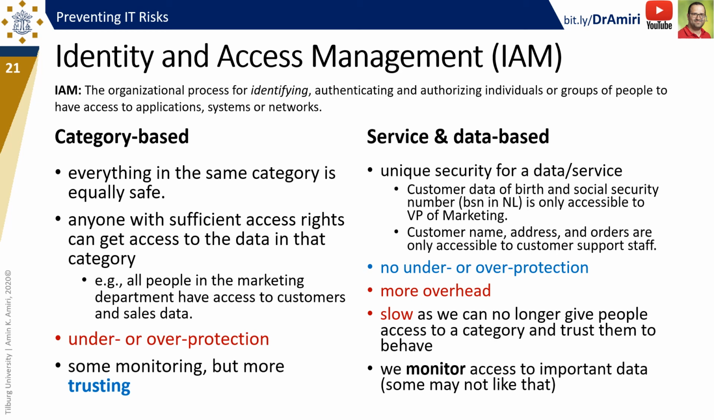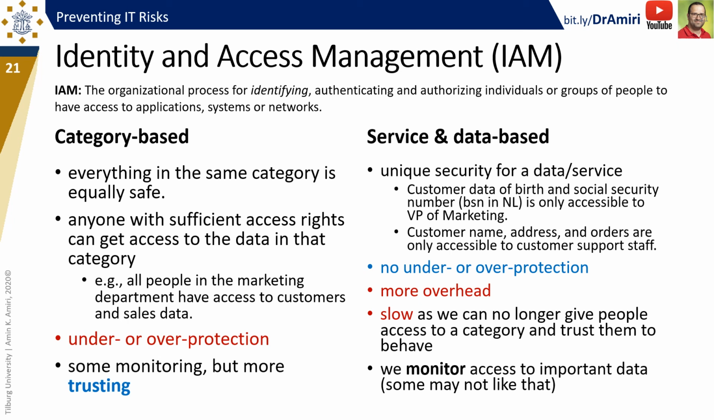The first one is category based, where everything in the same category is equally safe, which means that anyone with sufficient access rights can get access to data in that category. For example, all people in the marketing department have access to customers and sales data. We have a category of people, marketing, and they have access to all data and systems related to marketing. The problem here is that we can have either under protection or over protection, and we are going to be more trusting toward the employee that they act according to the rules and law.